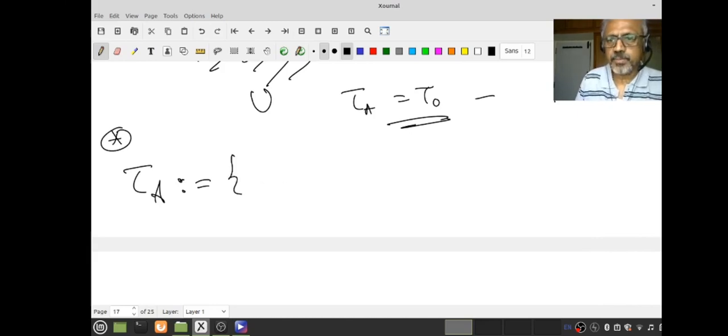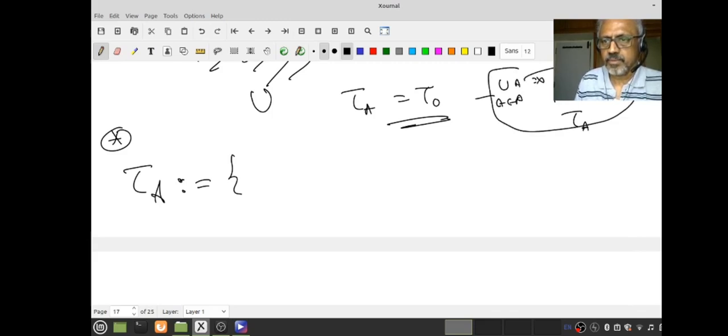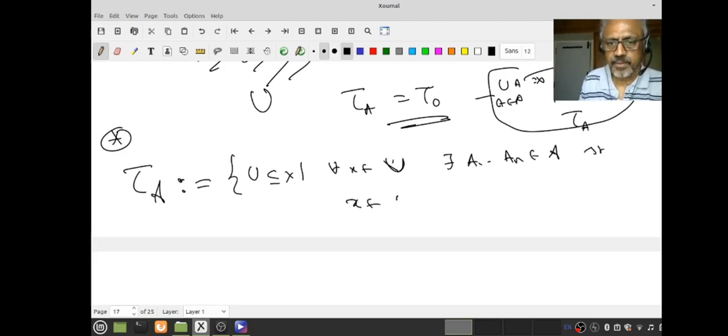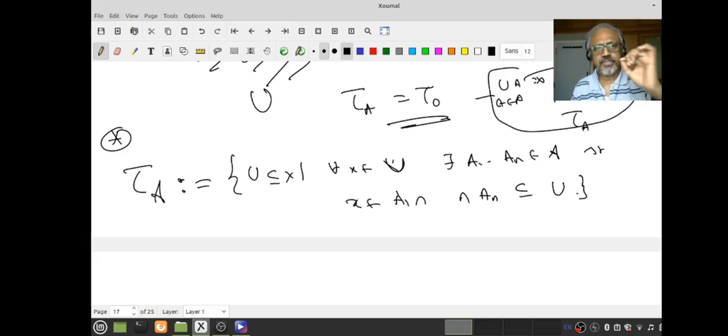So if you give any arbitrary collection A of subsets of X, the smallest topology containing A, tau A, I will assume the union of A in script A is X. This assumption is already there. It is defined by all subsets U of X such that for every x in U, I want to find a finite collection A1 to An in the given family, so that x must be in A1 intersection ... intersection An and this subset should be contained in U. So we have a very concrete description.